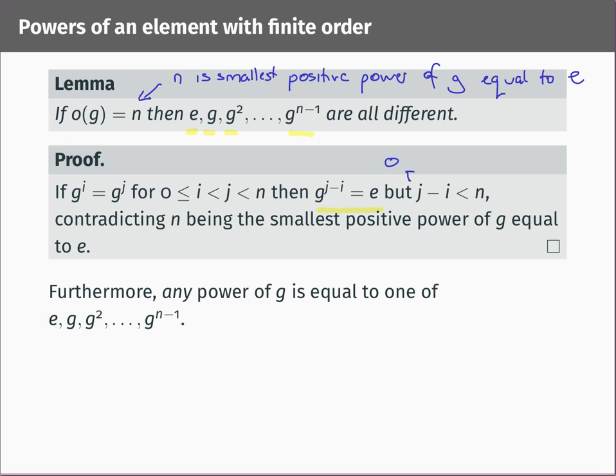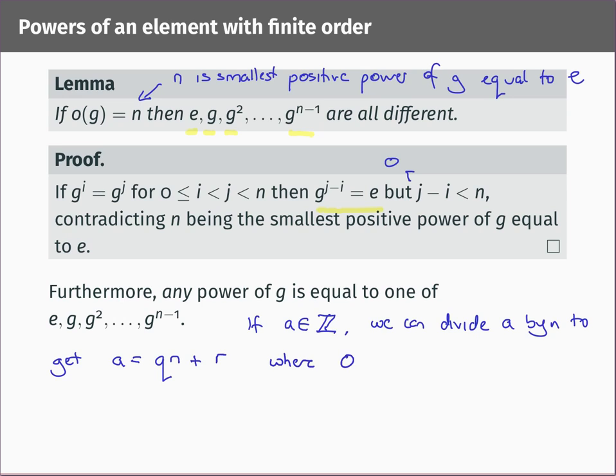And in fact, even better, you can show that any power of g is equal to one of these things. So that tells you there are only n distinct powers of this element g with order n. And the reason that this is true is because if you take any power of g, so let's say g to the a, where a is any integer, we can divide a by n and get a quotient and a remainder. So we can divide a by n to get a is equal to something times n plus a remainder, where the remainder is always greater than or equal to 0, but less than n.